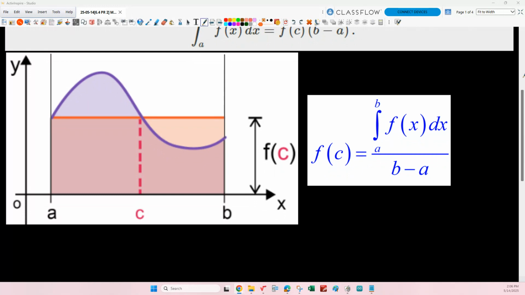Everybody get that? Okay, so then all we have to do, if I want to find the average value of the function, which is just the value of that line, the y value of that line, I'm just going to divide the area. Purple area and orange areas are the same. I'm just going to divide the area by its width to get the height, right? Everybody see that? So how's this work then?